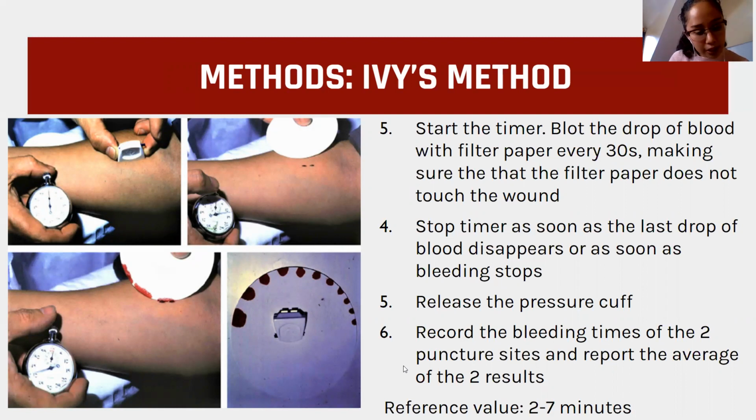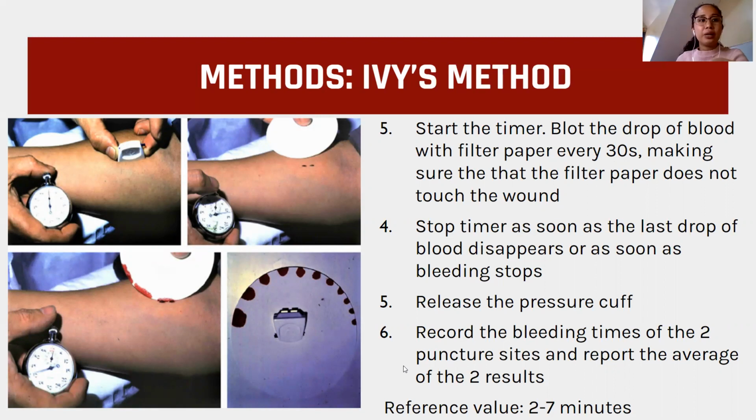So you're going to assess, making sure that the filter paper does not touch the wound so that you will not disrupt the platelet plug formation. Then stop the timer as soon as the last drop of blood disappears. Release the pressure cuff and record the bleeding times of the 2 puncture sites and report the average result. The reference is 2 to 7.